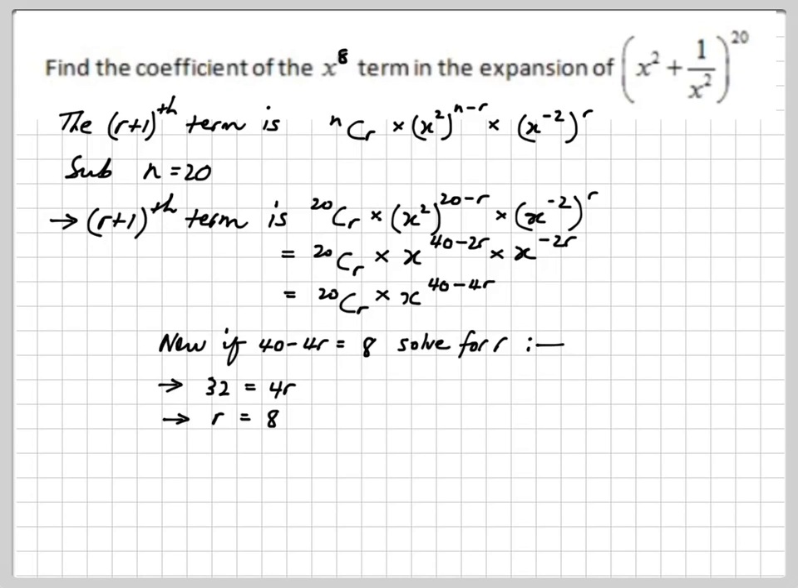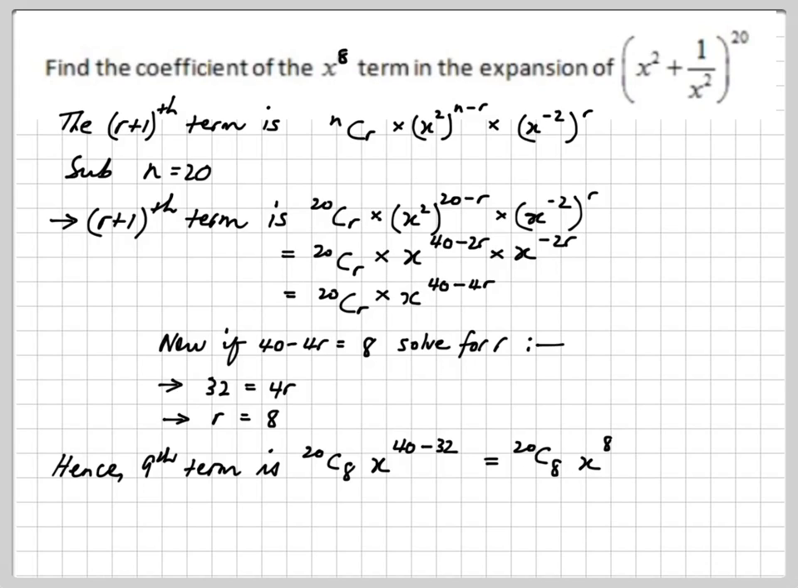So, now what are we trying to do here? We know r is 8, so let's just plug it into that term. Looks like the 7th term. Oh, no, wait a minute. R is 8. It's the 9th term, the r plus 1th term. The 9th term has r equal to 8, and it is 20C8, x to the 40 minus 32, which is 20C8 x to the 8.